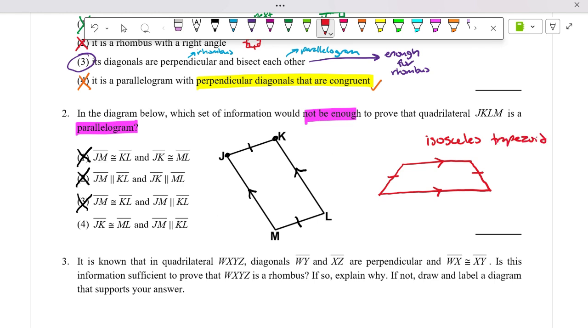So that's not enough information to prove a parallelogram because these could be curved in towards each other. They could intersect at some point. We don't know. We could say that it's an isosceles trapezoid, but without knowing that the other side is parallel or that the other sides are congruent, we wouldn't be able to know. So that's this one. Is this making sense to you guys? Like why they work and why they don't work? It doesn't make sense? Okay. Let's talk about it.